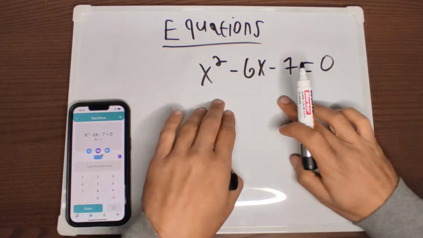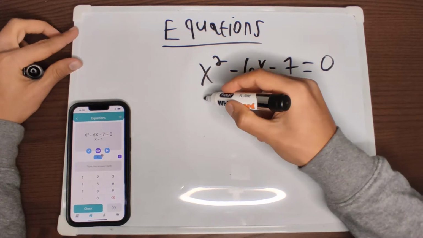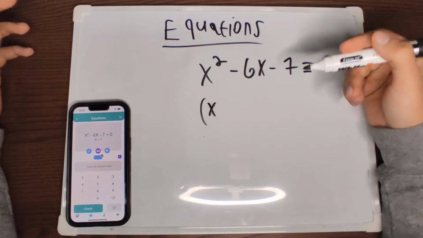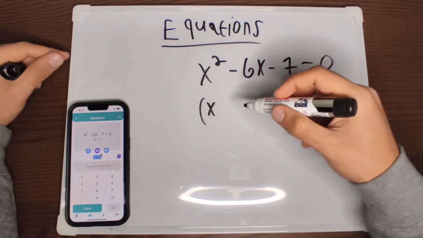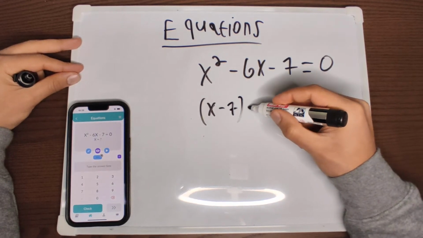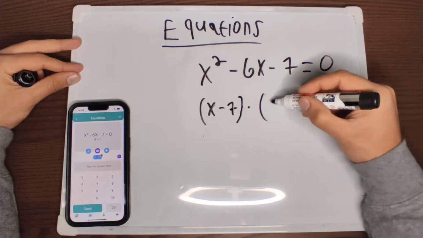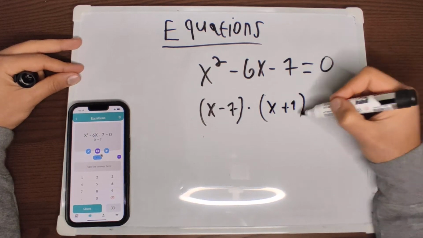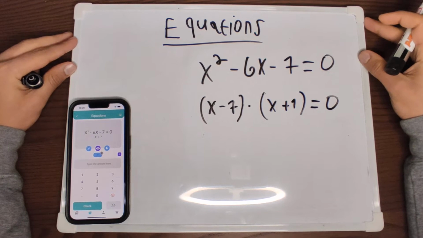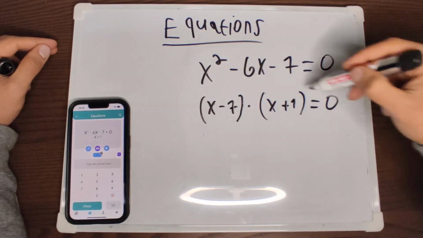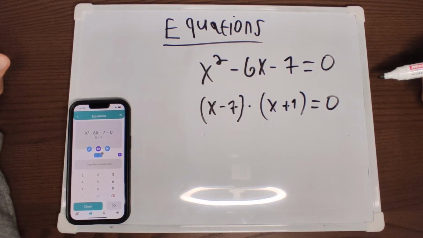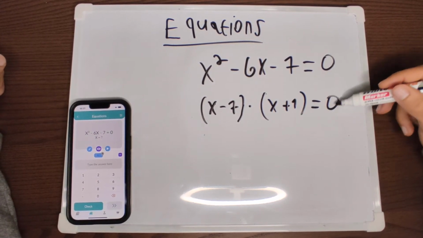I will put it here. Let's take a look at this expression, or we can call it also an equation. x minus 7 multiplied by x plus 1 equals 0. Okay, so what are the results for this equation? Think about it, because the result is 0.